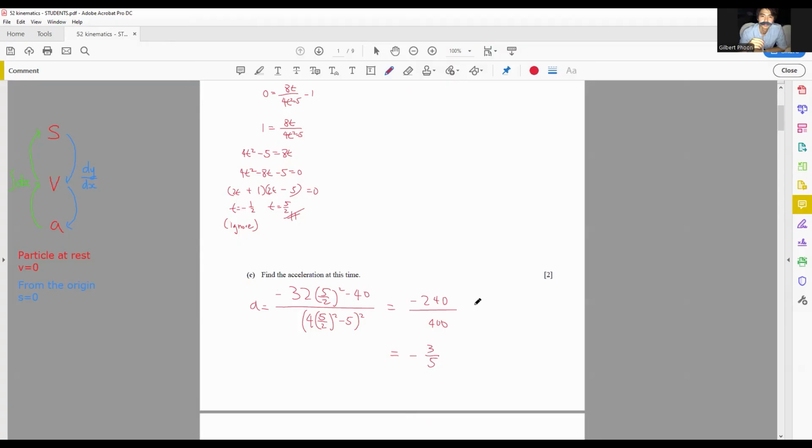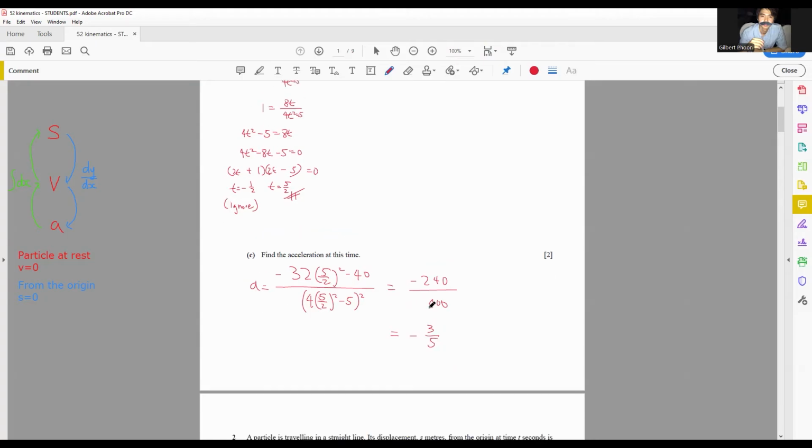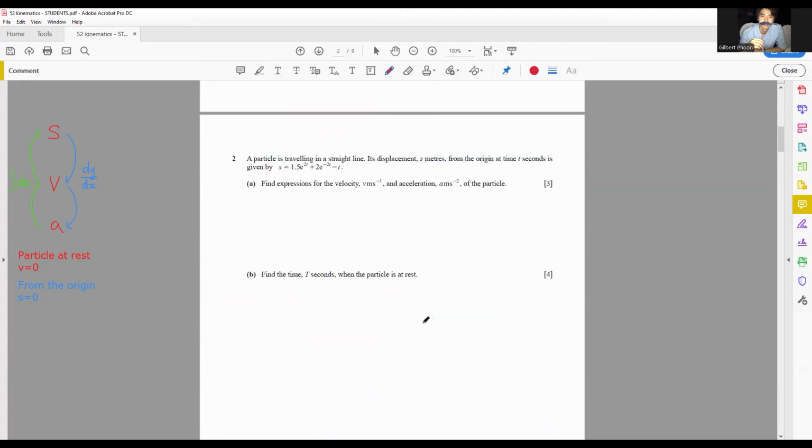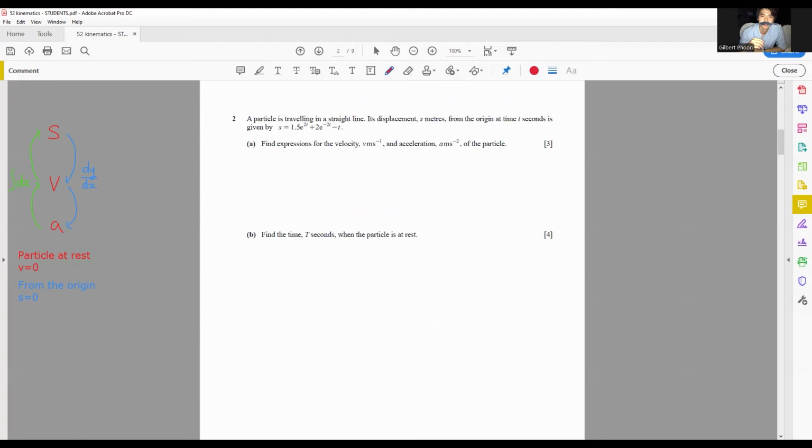Now, what does this negative 3 over 5 actually mean? A negative acceleration is actually deceleration. Okay? Next question here.